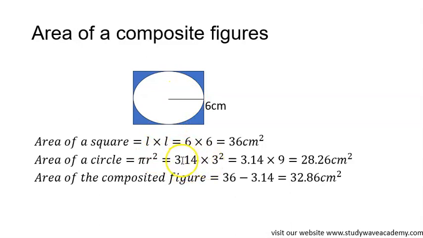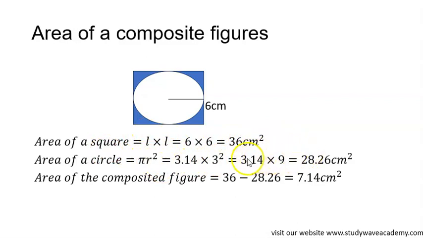So 3.14 times 3 raised to power 2. This is 3 times 3, not 3 times 2, okay? 3 times 3 is going to give you 9. So we have 3.14 times 9. 3.14 times 9 is going to give you 28.26 centimeters square, okay? 28.26 centimeters square. Do you understand?